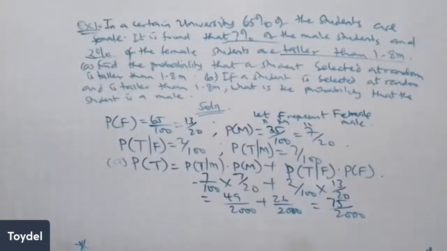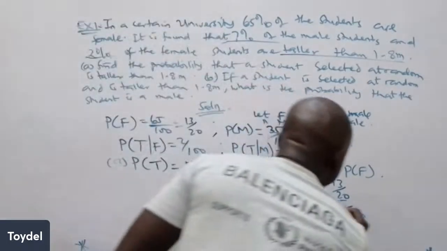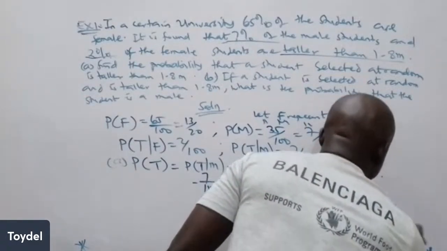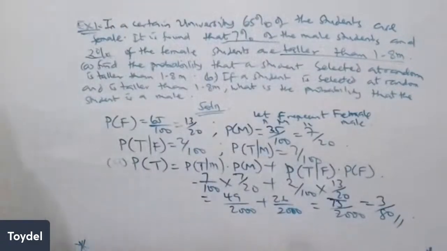Of course, 5 can divide 75. Is it only 5? 25. 25 is 75, it will be 3. Then 25 here is 80. So that probability will be 3 all over 80. The probability that if a student selected at random is taller than 1.8 will be 3 all over 80.